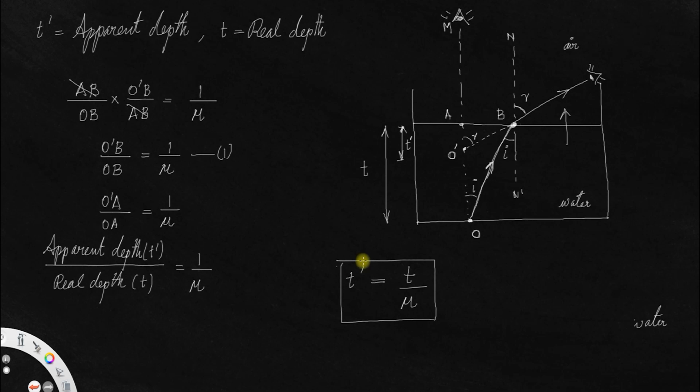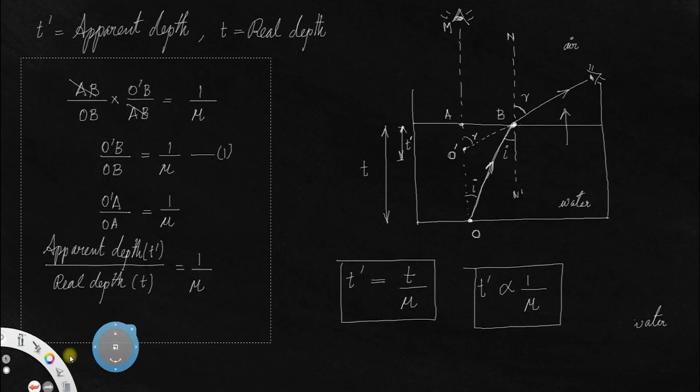Clear? Also, one more point, T dash is inversely proportional to refractive index. So with an increase in the refractive index, the apparent depth reduces. Clear? So this is the relationship between real and apparent depth.